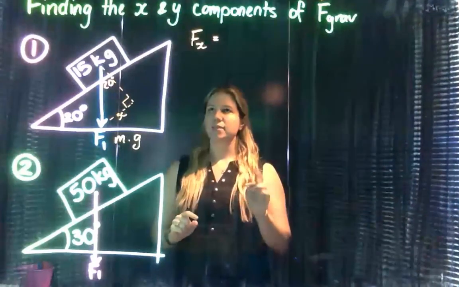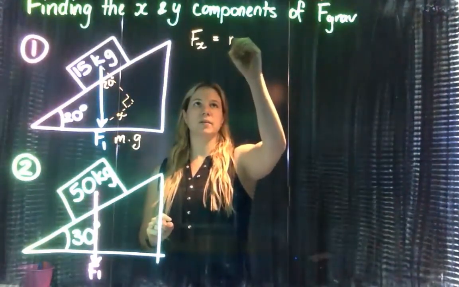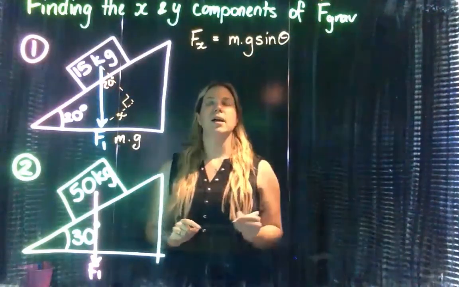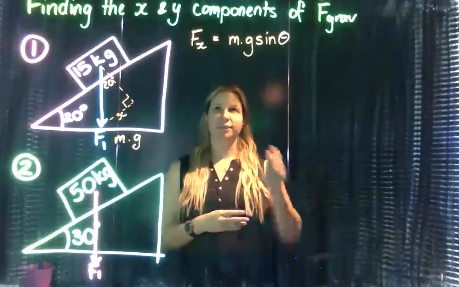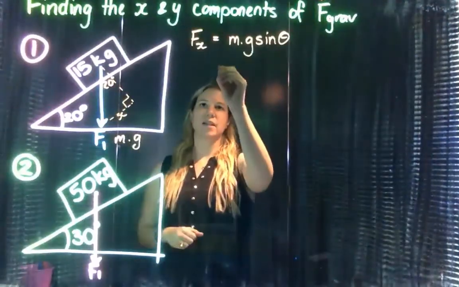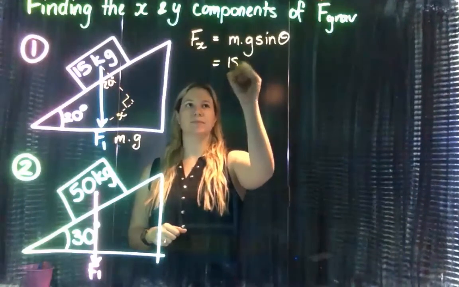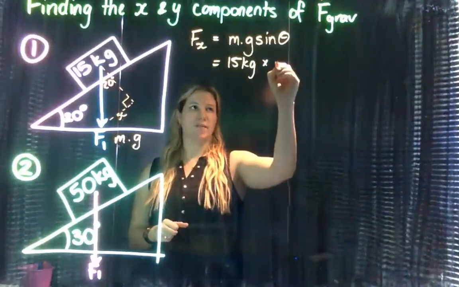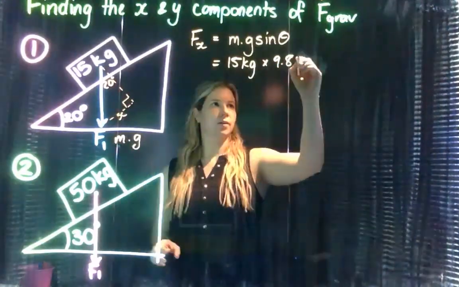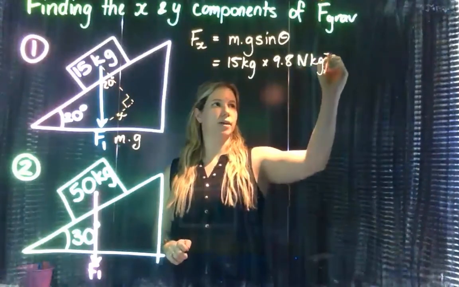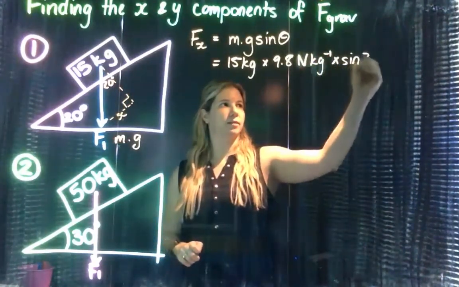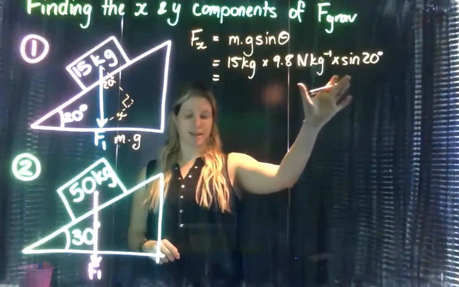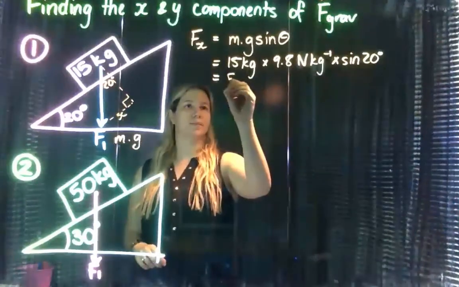And so our formula is mass times gravity times sine of theta. So in this case, the mass is 15 kilograms, times the force of gravity, 9.8 meters per kilogram, times sine of 20 degrees. So if we put all of that in the calculator, the answer is 50 newtons.